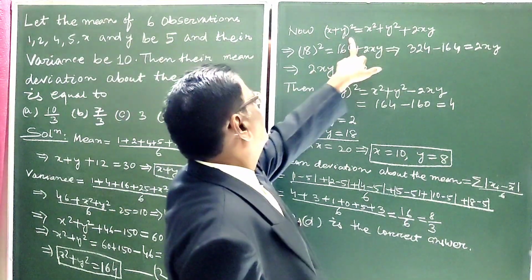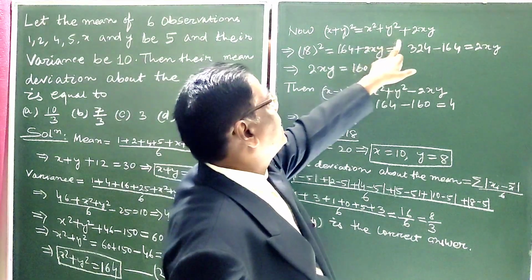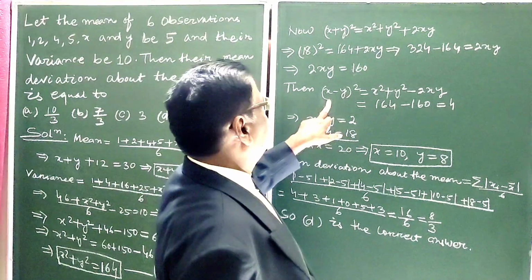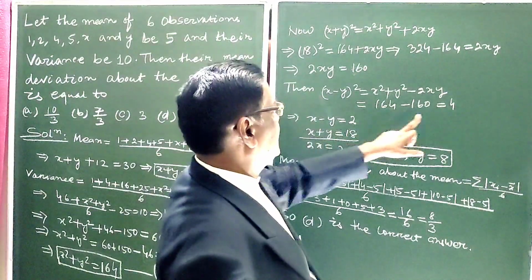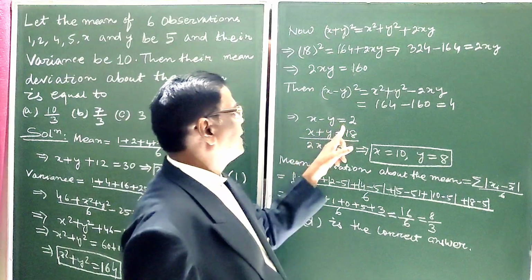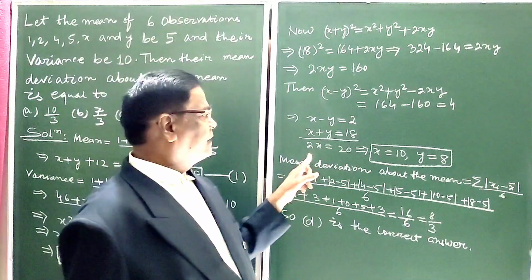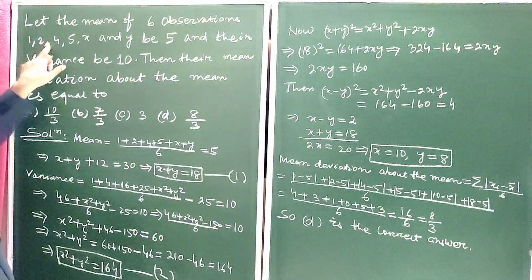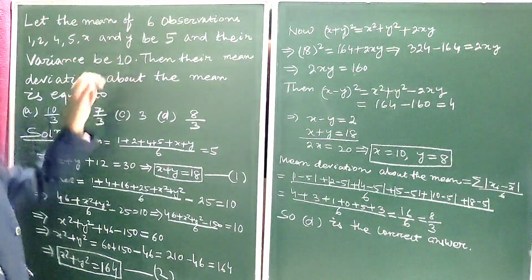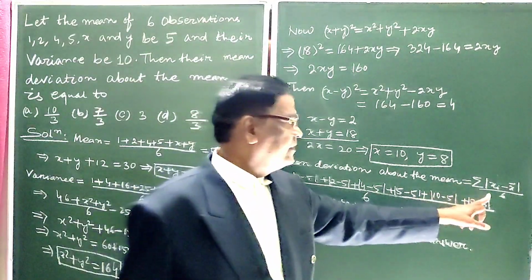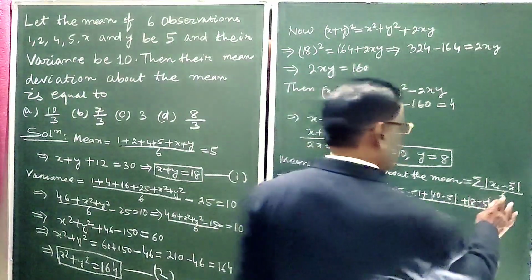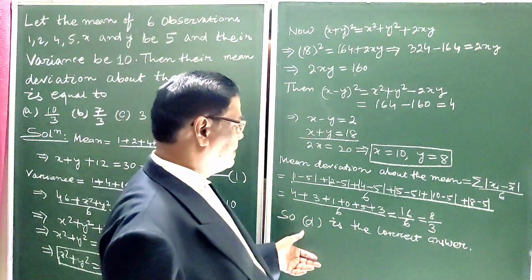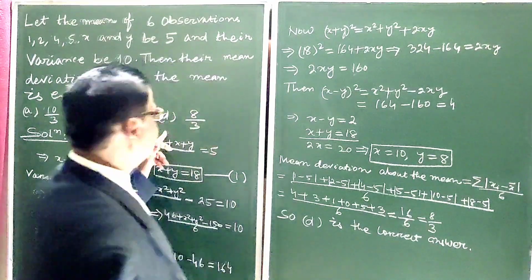Now (x + y) whole square is equal to x square plus y square plus 2xy. Putting the value, we get the value of 2xy, that is 160. Now we get (x minus y) whole square equal to 4, from which we get x minus y is equal to 2. Then we get the value of x is 10, y is equal to 8. So the observations are 1, 2, 4, 5, 10 and 8. So mean deviation about the mean, the formula is summation of the absolute value of xi minus x bar divided by 6. Now putting the values, after simplification we get 8 by 3. So option D is the correct answer.